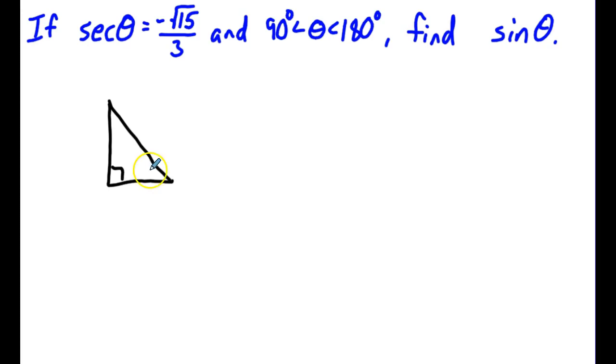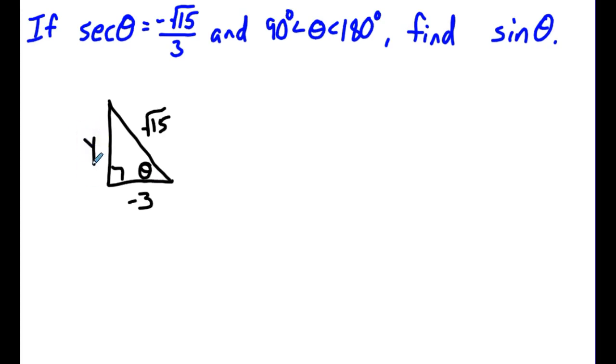Now we have to think about the relationship of secant to the side lengths. Secant is the reciprocal of cosine. Cosine is the adjacent over the hypotenuse, which means secant is the hypotenuse over the adjacent. So our hypotenuse is radical 15, and our adjacent side is negative 3. I know when dealing with triangles and distances, we can't have a negative value. This negative 3 is just referring to going to the left on the x-axis. It's referring to a direction in this case.